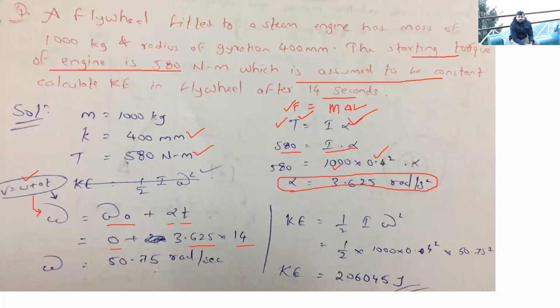So what would be the kinetic energy? In linear terms, the kinetic energy is half m v square. Mass is replaced by the moment of inertia, and v is replaced by angular velocity, that is omega. We just substitute the values and get the answer as 206 kilojoule or 206045 joules. I hope this is clear to you.